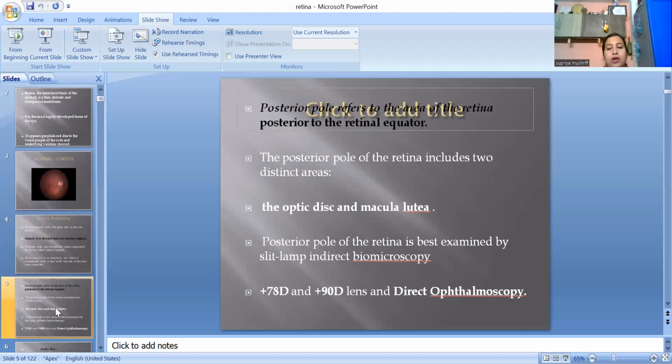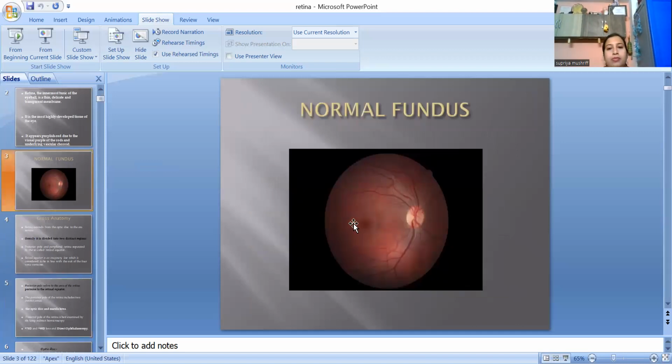Now, posterior pole, what is it? Posterior pole refers to the area of the retina posterior to the retinal equator. I told you in my previous slide. The posterior pole of the retina includes two distinct areas, the optic disc and macula lutea. Again, we can see here the optic disc and macula lutea.